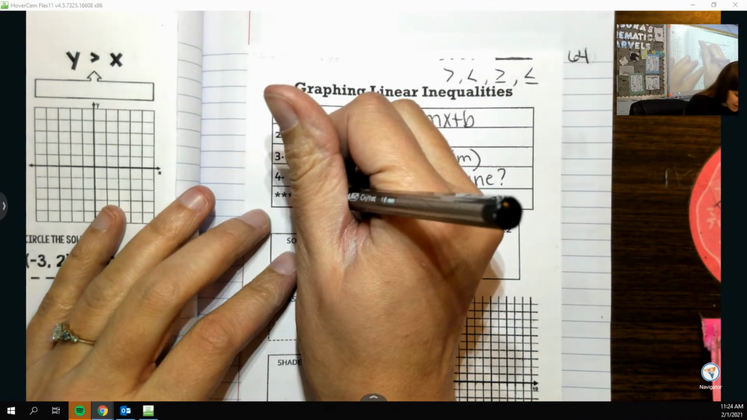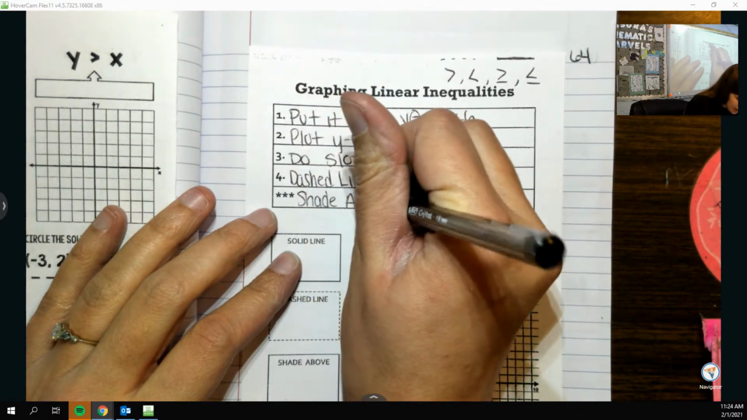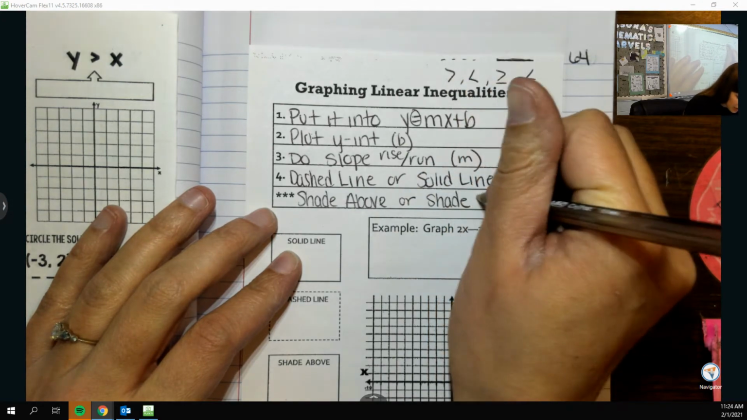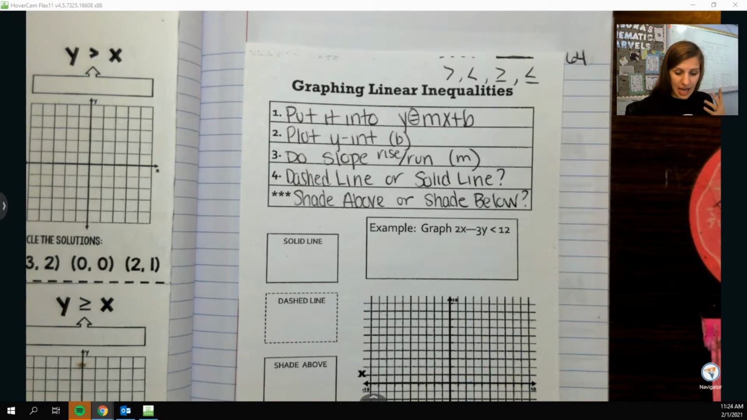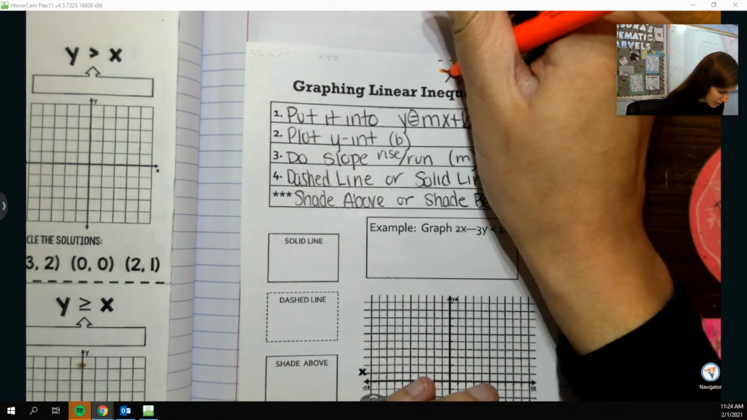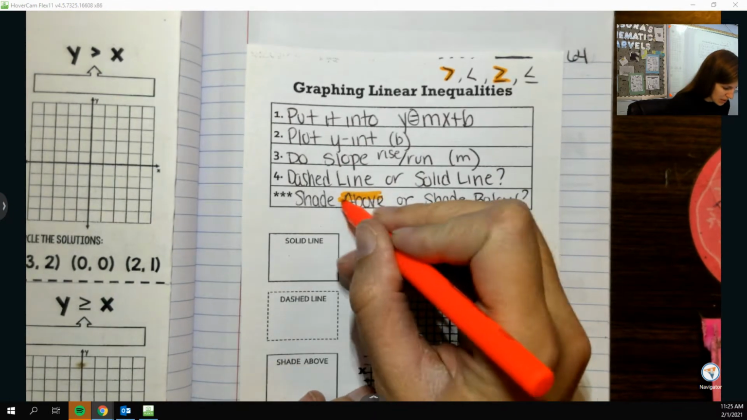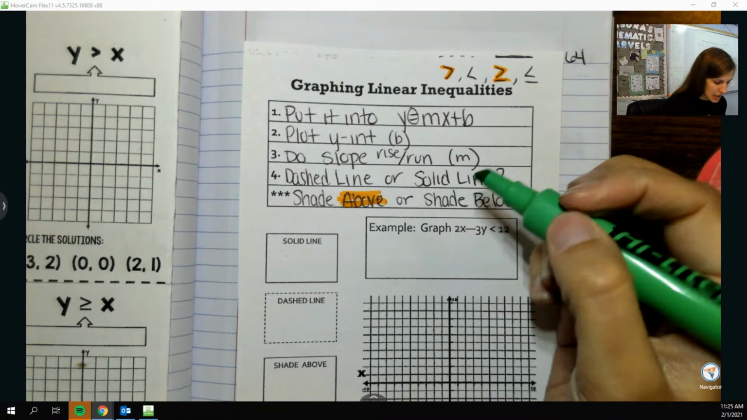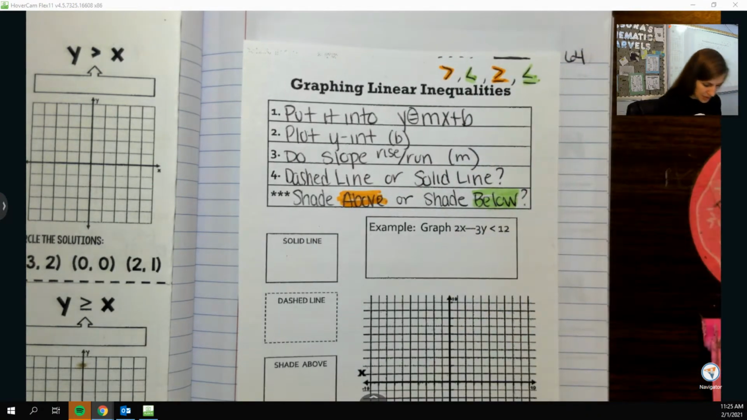So then you should ask yourself after that, do I shade above or do I shade below? So you'll shade above if it's greater or greater than or equal to. And you'll shade below the line if it's less than or less than or equal to. Okay.